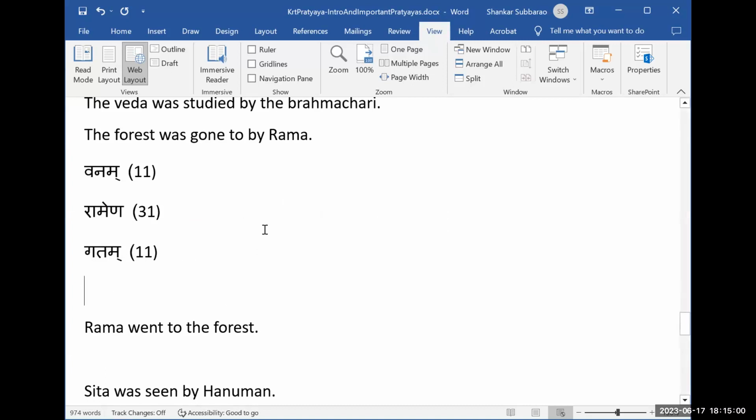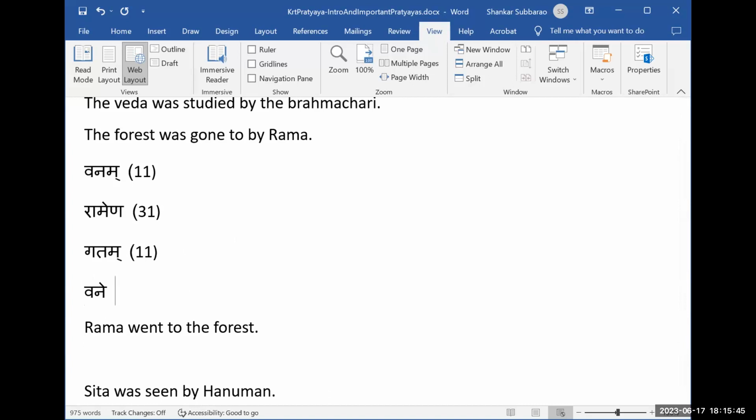Similarly, I could say, in the forest, or I have said here, the forest was gone to by Rama, right? Now, in the forest gone to by Rama, there are lions. There are lions. How will you say that now? You want to say in the forest. So you'll have to bring in Vane.